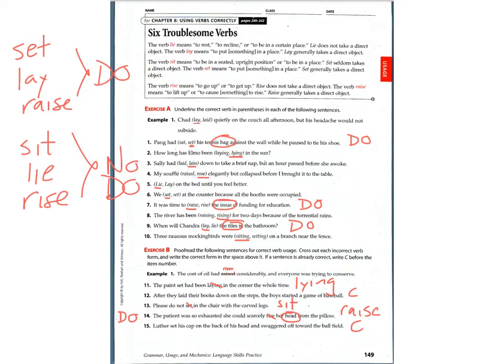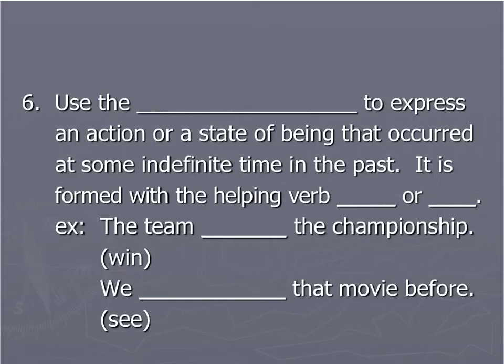So for the rest of the lesson here, we're just going to review the last 3 types of verb tenses, and we'll add 2 others. We learned about past, present, and future in yesterday's lesson. Today we're going to learn about past perfect, present perfect, and future perfect. So the first one we're going to learn about is present perfect.